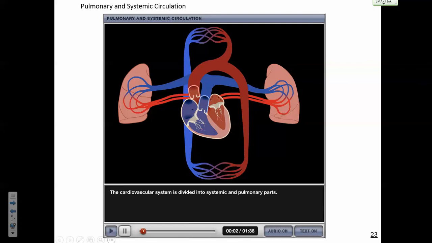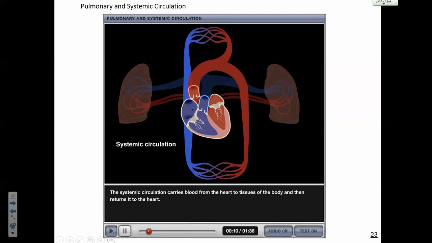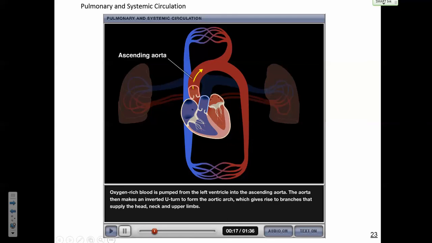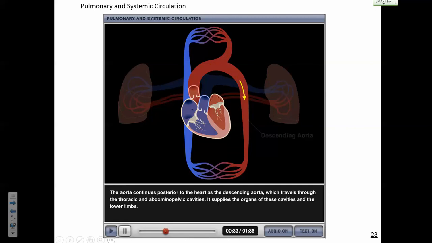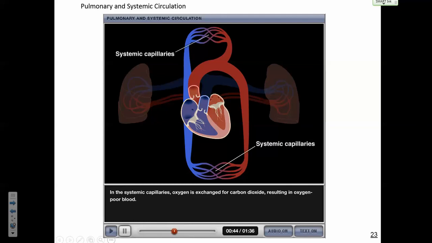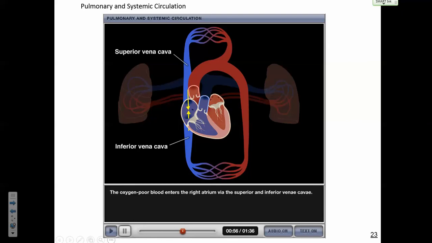The cardiovascular system is divided into systemic and pulmonary parts. The systemic circulation carries blood from the heart to tissues of the body and then returns it to the heart. Oxygen-rich blood is pumped from the left ventricle into the ascending aorta. The aorta then makes an inverted U-turn to form the aortic arch, which gives rise to branches that supply the head, neck, and upper limbs. The aorta continues posterior to the heart as the descending aorta, which travels through the thoracic and abdominal pelvic cavities. It supplies the organs of these cavities and the lower limbs. In the systemic capillaries, oxygen is exchanged for carbon dioxide, resulting in oxygen-poor blood. The oxygen-poor blood enters the right atrium via the superior and inferior venae cavae.